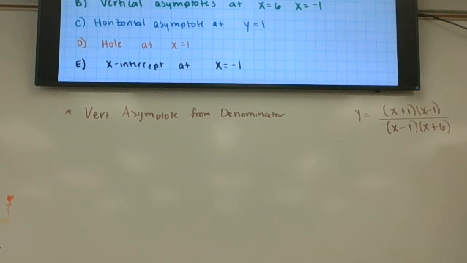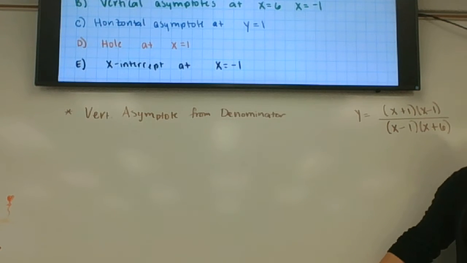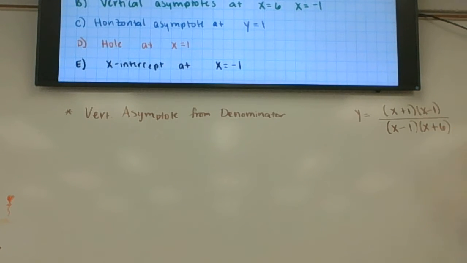A lot of people have a question about where holes come from, Kaylee, and it's right here. When you factor and you have the exact same factor up and down, you can cross them out. So the new function that I'm working with is x plus 1 over x plus 6. And this factor that I crossed out creates a hole in the graph.